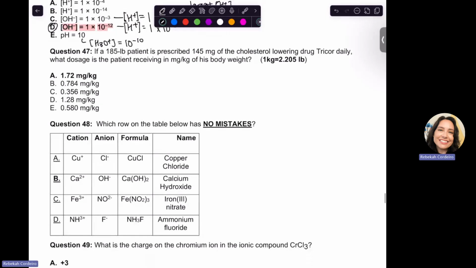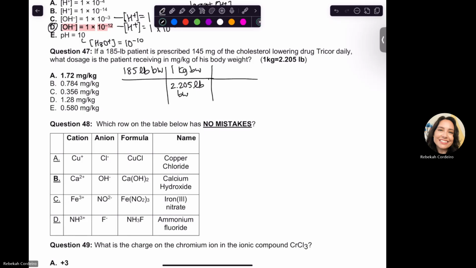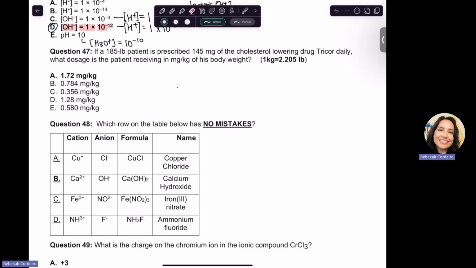All right, number 47, if we have a 185-pound patient, this is body weight. 2.205 pounds of body weight is 1 kilogram of body weight. What dosage is this patient receiving in milligram per kilogram of body weight? Oh, I'm setting this up wrong. So we're looking for a fraction, milligram per kilogram.